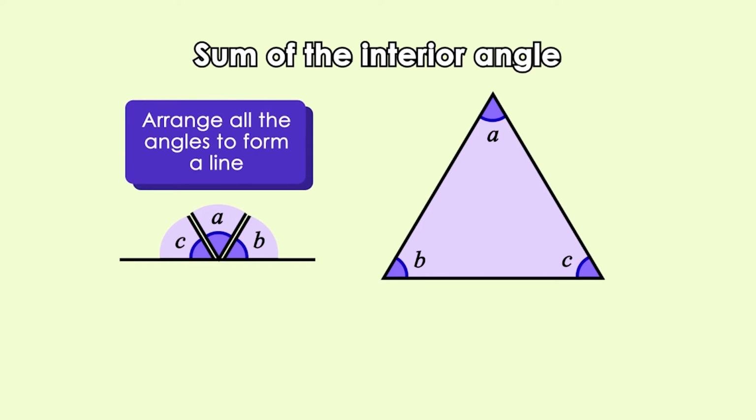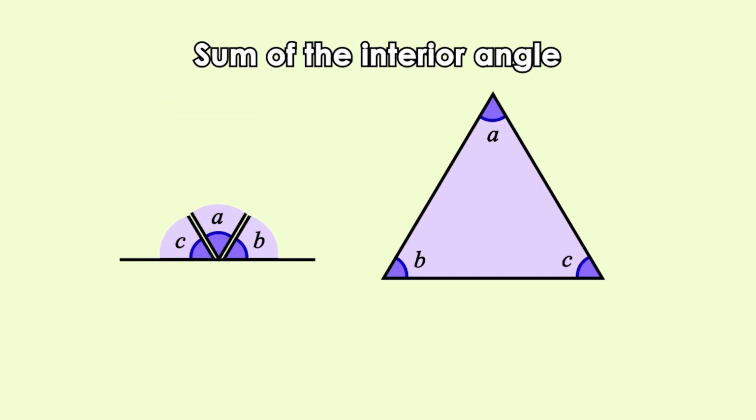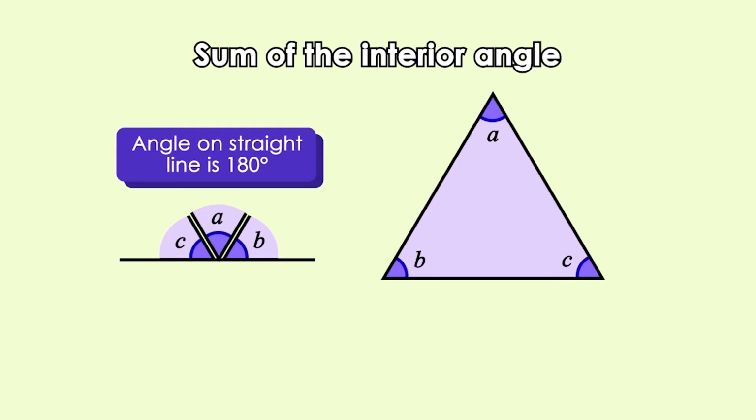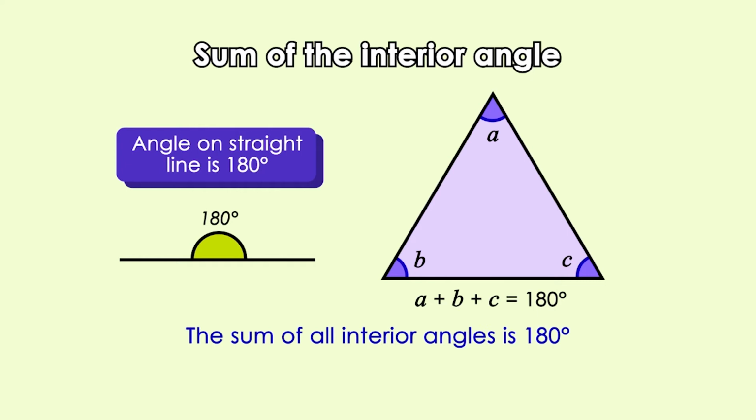What is the angle on a straight line? Absolutely! It is 180 degrees. So, when we add up all the angles, we can form a straight line, which is 180 degrees. Hence, the sum of the interior angles of the triangle, which is A plus B plus C, equals 180 degrees. This applies to all triangles.